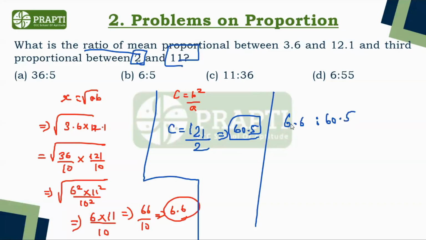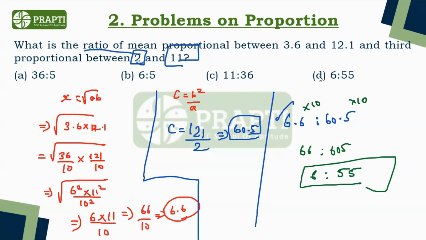So what is the answer we got? 6.6 is to 60.5. But is this answer in any of these options? No, right? So what you can do, in a sense, convert this decimal point into whole number so that it will be 66 is to 605. 11 6s are 66, 11 5s are 55. So what is the answer? 6 is to 55 will be your answer.